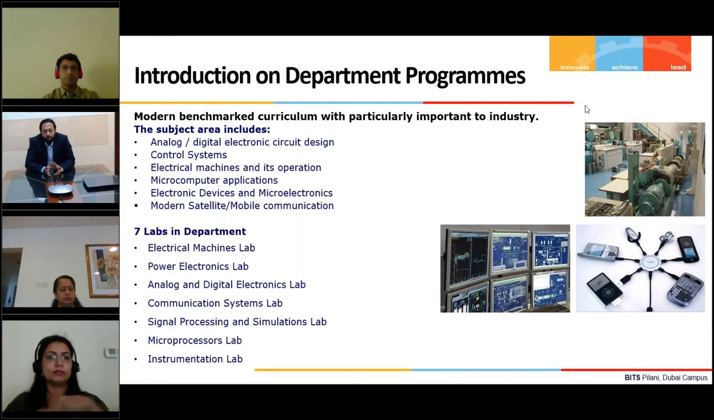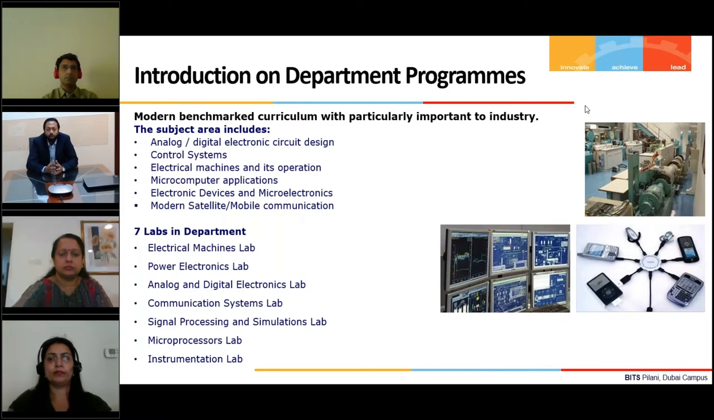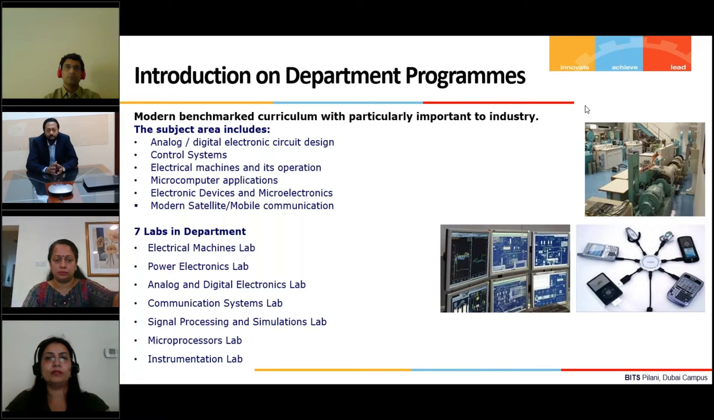To give an overview of the department curriculum, emphasis should be given to the modern curriculum, which should be benchmarked with industry standards. For example, each and every semester we study what is latest in the industry. We make changes to the electives offered to students at the third year and final year level to equip them with the latest technologies being practiced in the industry.